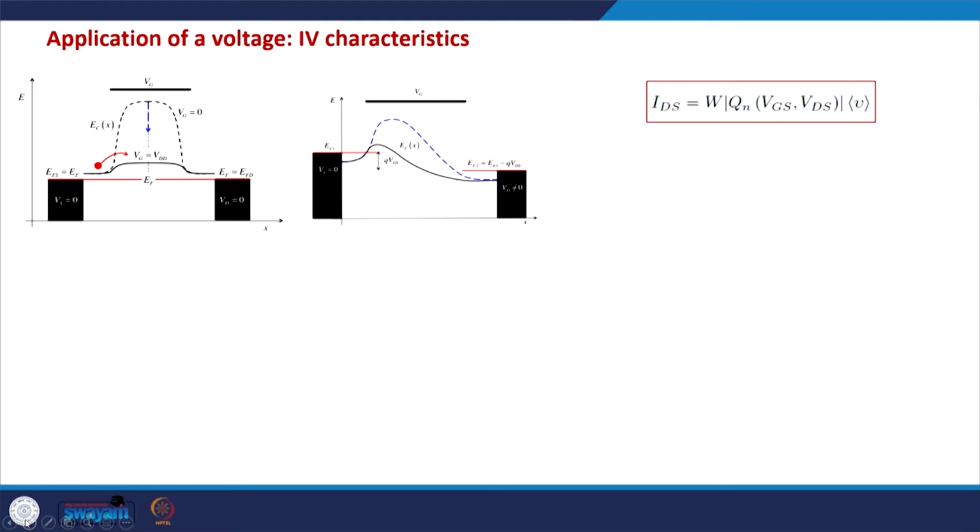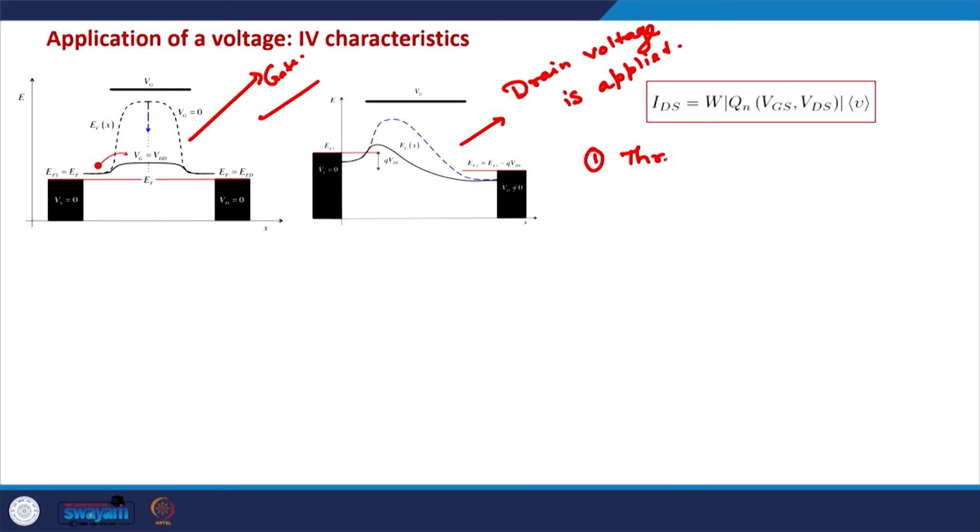This is the MOSFET barrier when the drain voltage is applied. This is the barrier when gate voltage is applied. Okay. So we also defined a quantity called the threshold voltage.